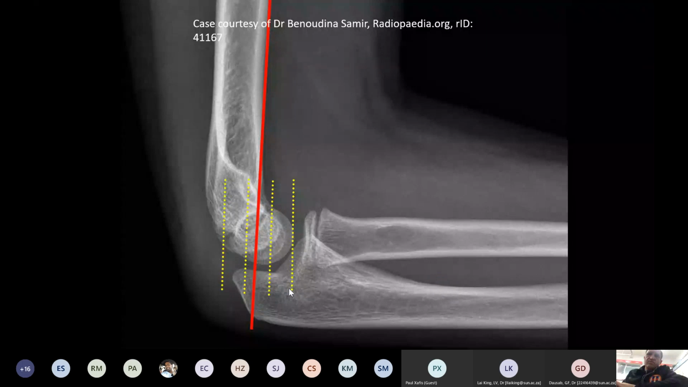So for a normal anterior humeral line, it passes through the middle third, and the yellow dotted lines depict the middle third of the capitellum. If this line is anterior or posterior to this, you need to be aware that there is probably a supracondylar problem or fracture.